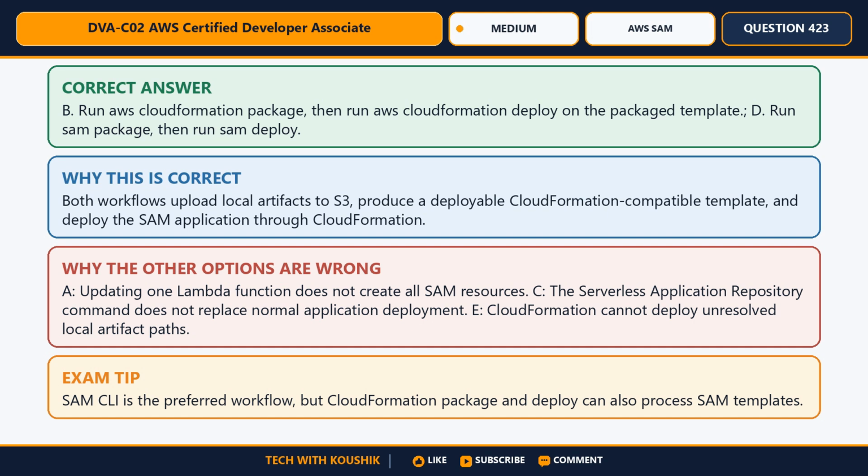A. Updating one Lambda function does not create all SAM resources. C. The serverless application repository command does not replace normal application deployment. E. CloudFormation cannot deploy unresolved local artifact paths. Exam tip. SAM CLI is the preferred workflow, but CloudFormation package and deploy can also process SAM templates.